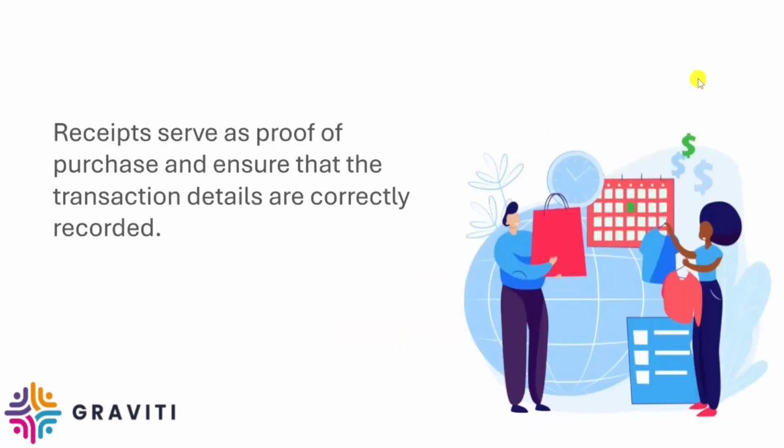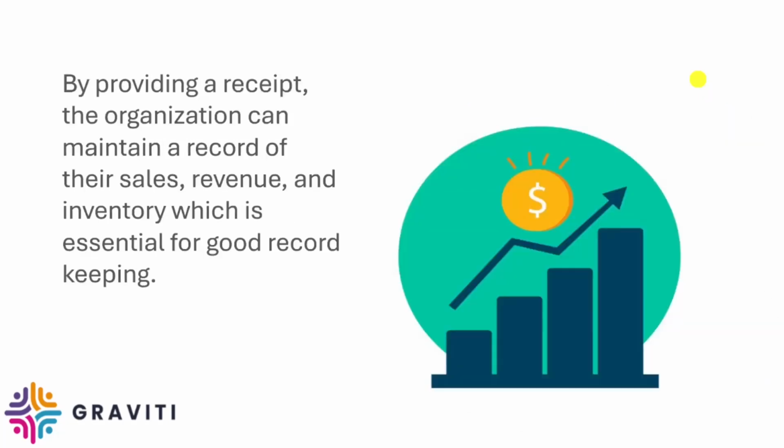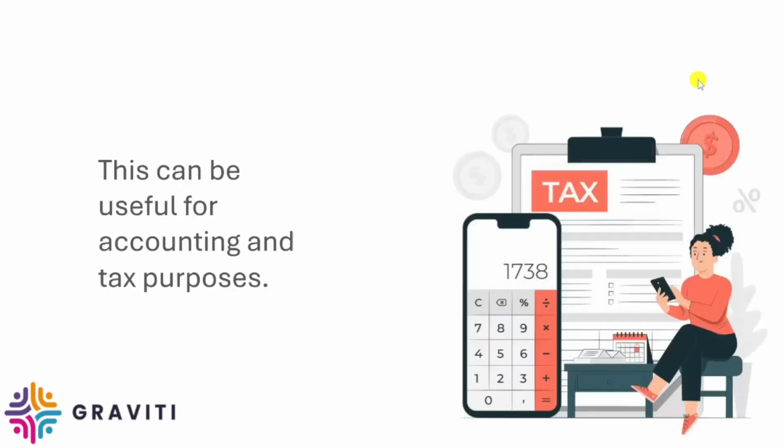Receipts serve as proof of purchase and ensure that the transaction details are correctly recorded. This helps in preventing any confusion or disputes between members and the organization and assists with transparency and accuracy. By providing a receipt, the organization can maintain a record of their sales, revenue, and inventory, which is essential for good record keeping. This can be useful for accounting and tax purposes.